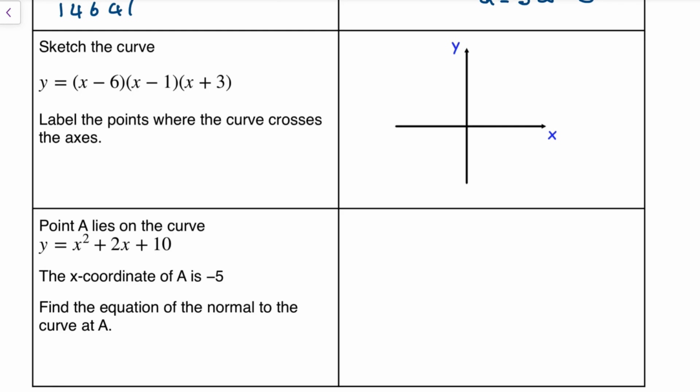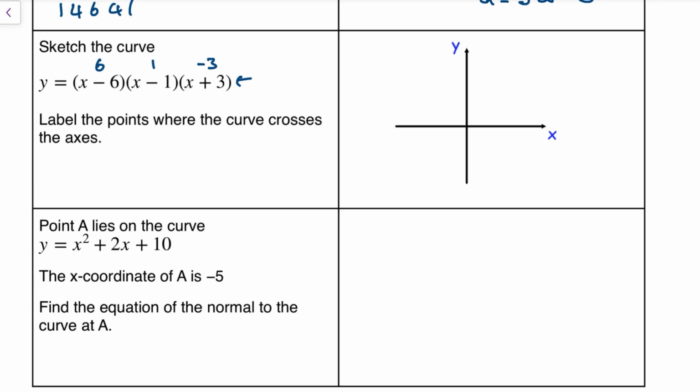Sketch the curve. Now, this is just one of those skills you learn. If something is factorized, that means you can find out what the roots are. And the roots are where you cross the x-axis. So in other words, this is going to cross at 6, at 1, and at minus 3. In other words, the thing that solves the bracket to make the bracket equal to 0.